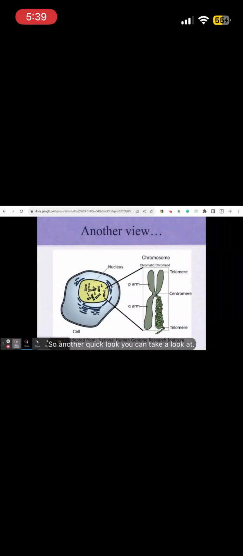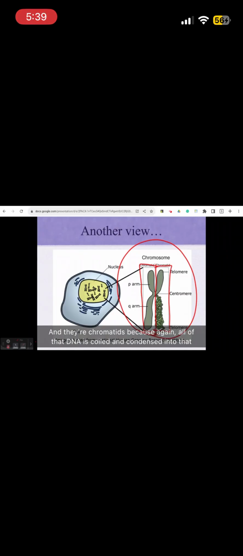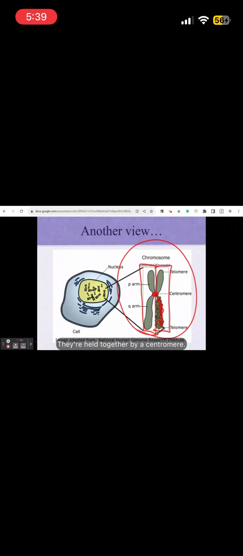Another quick look you can take, and there are several pictures that I've included. This is a chromosome. This half is a chromatid. This half is a chromatid. They're chromatids because all of that DNA is coiled and condensed into that chromosome. They're held together by a centromere, and once they separate, they'll go back to being chromosomes again.